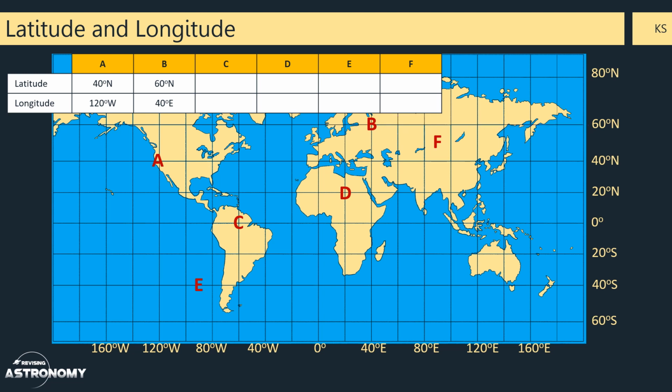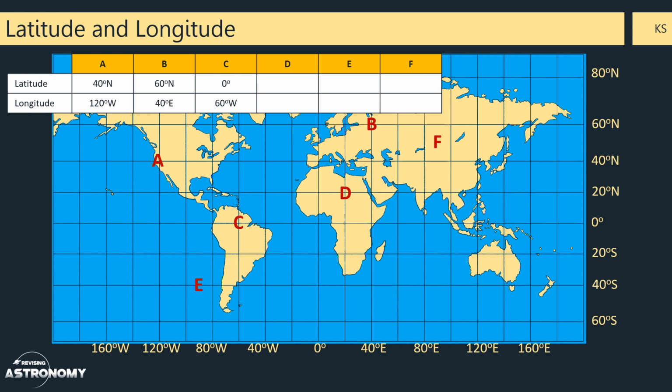Moving on to C over here. So C is directly on the equator, so it has a latitude of 0 degrees, neither north nor south, as it's right on the equator. And then let's look for our longitude. So you can see our longitude here doesn't directly correspond to 40 or 80, it's exactly halfway in between, and so therefore that would be 60 degrees west. So C is 0 degrees for the latitude and 60 degrees west for the longitude.